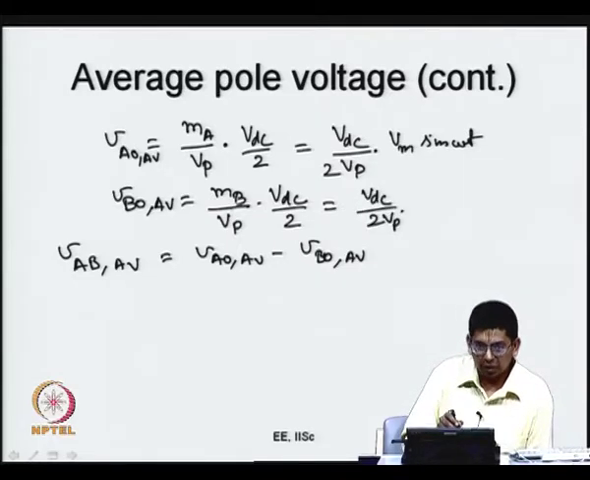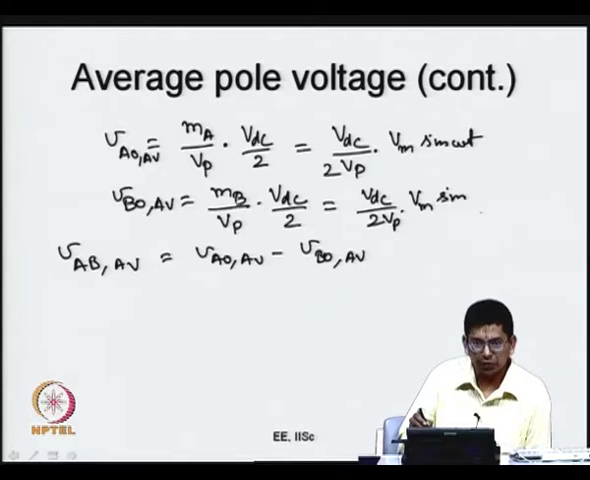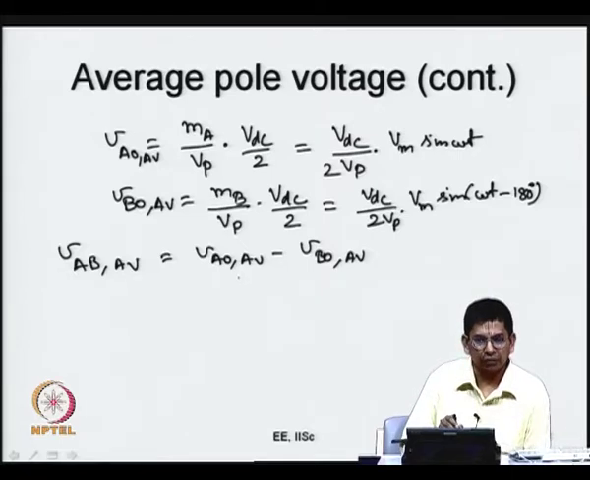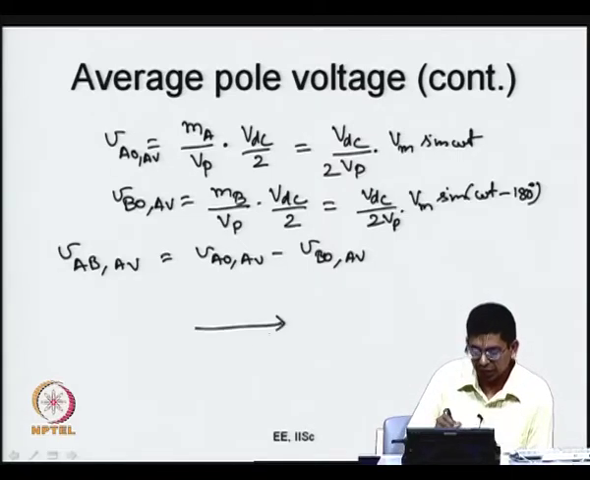So, the MB is also a sinusoidal signal of the same Vm, same frequency, but it is phase shifted by 180 degrees. In the case of a 3 phase inverter, this will be phase shifted by 120 degrees now. So, VAO average will be a sinusoidal waveform. So, if VAO average is a sinusoid like this, that can be regarded as a phasor.